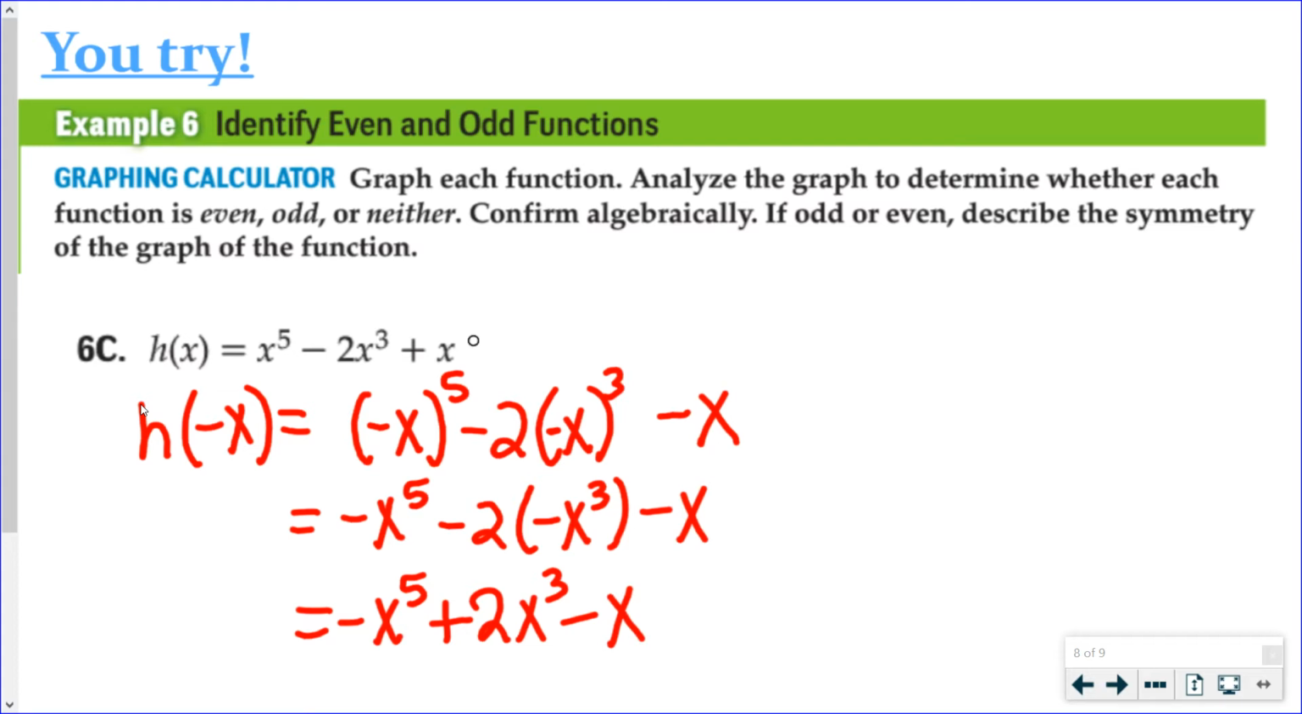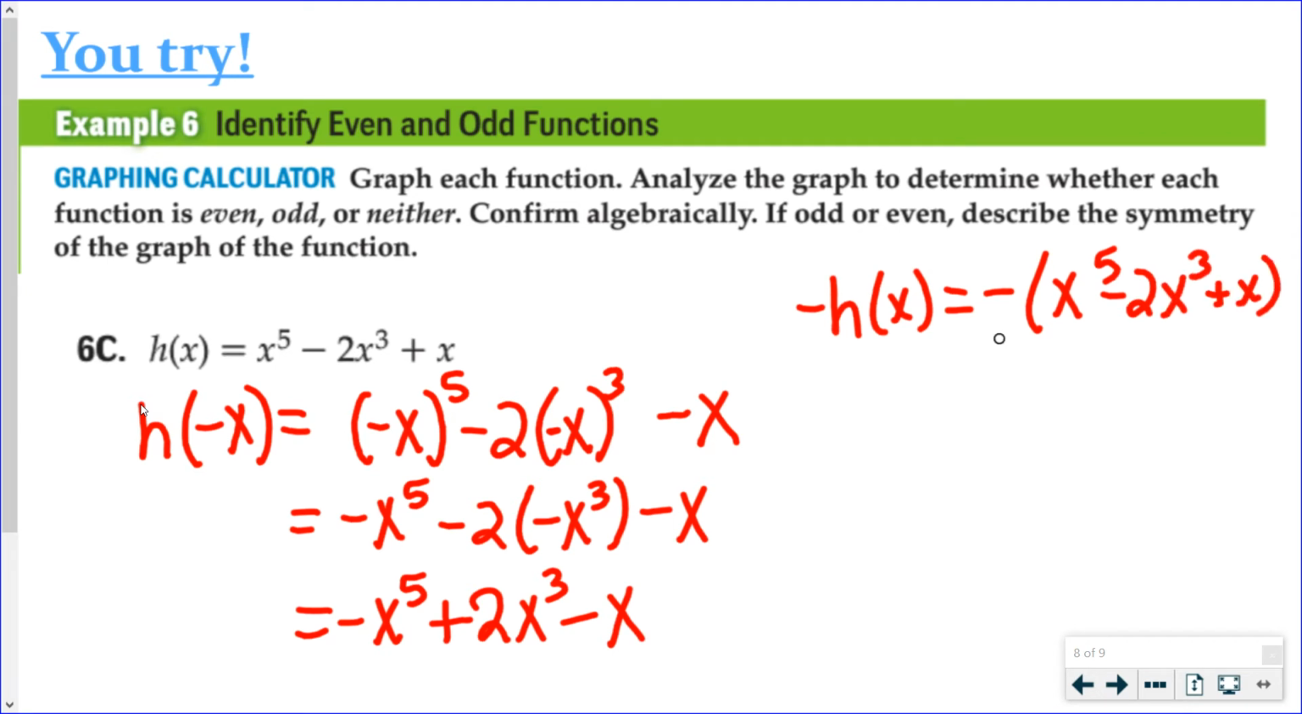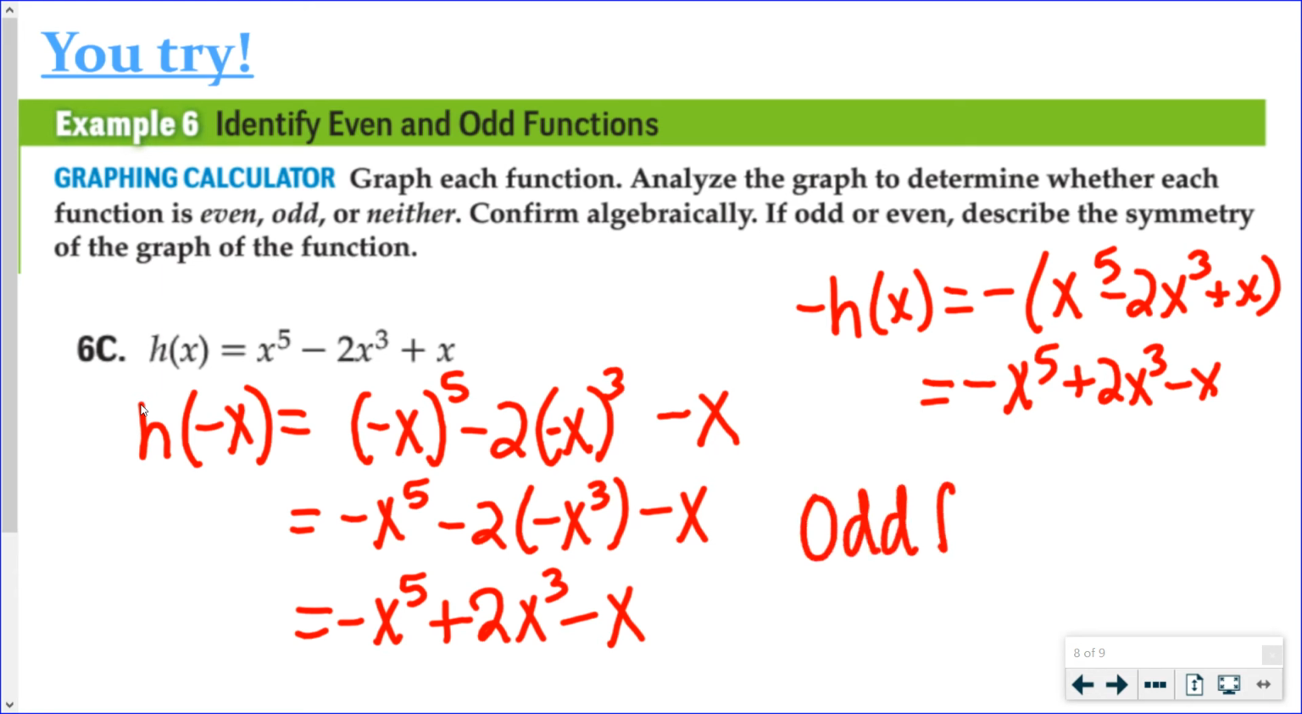Is that the same thing as h of x? No, because h of x would have positive, negative, positive, and I've got negative, positive, negative. So not even. Then the other option would be minus h of x. So let's see what minus h of x looks like. It's minus times everything in here. Some of you probably are already seeing it, but if I distribute this negative sign, I'd have negative x to the 5th. Minus times a minus is positive 2x cubed. Negative times negative is positive x. Is that what we have down here? It is. So this would be an example of an odd function.